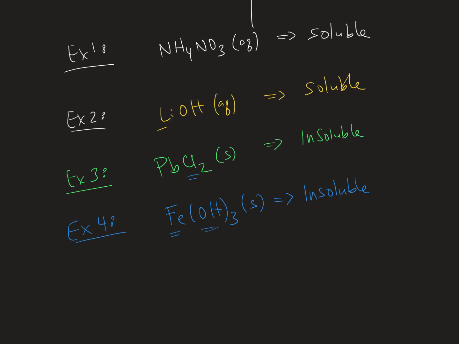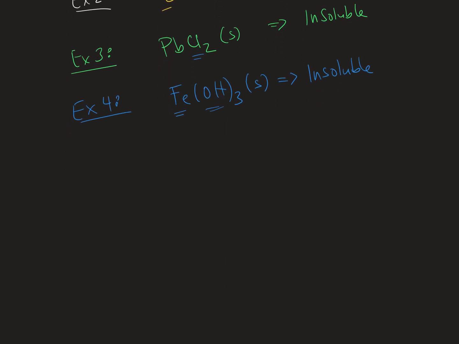Okay, we're going to have a full equation here. So we have silver nitrate in aqueous solution plus sodium chloride, also in aqueous solution. And this is a double replacement reaction, so we're going to get silver chloride.